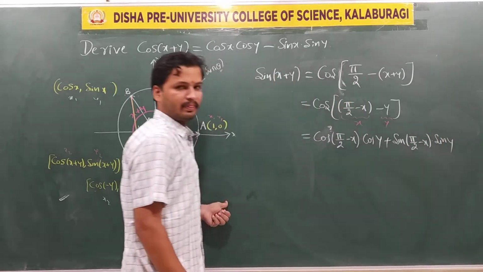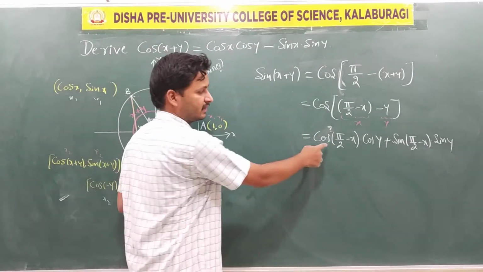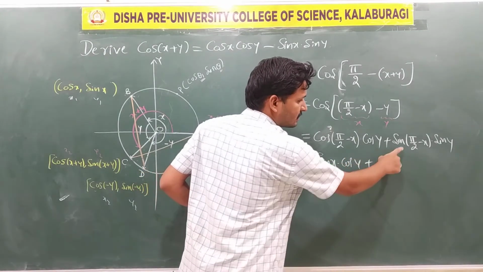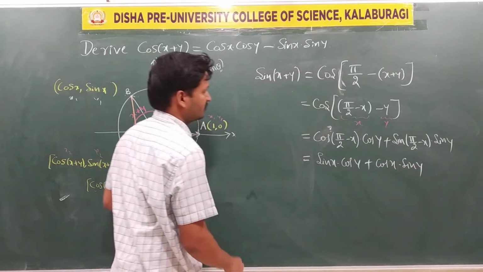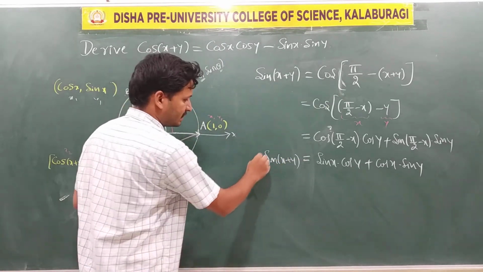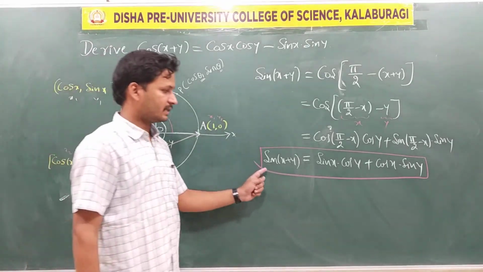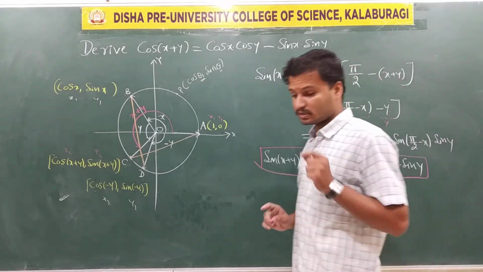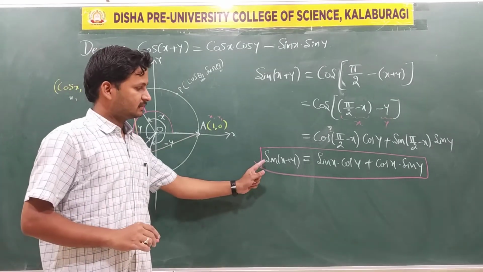Right now? Which is equals to, yes, cos 90 minus x. So cos of 90 minus x is, that is sin x into cos y plus sin of 90 minus x is, that is cos x into sin y. So therefore sin of x plus y is equals to sin x into cos y plus cos x into sin y. Okay, sin of x plus y is equals to sin x into cos y plus cos x into sin y. And then this is the third result.